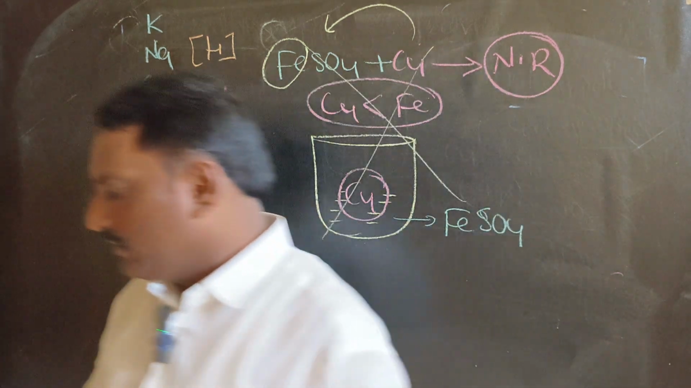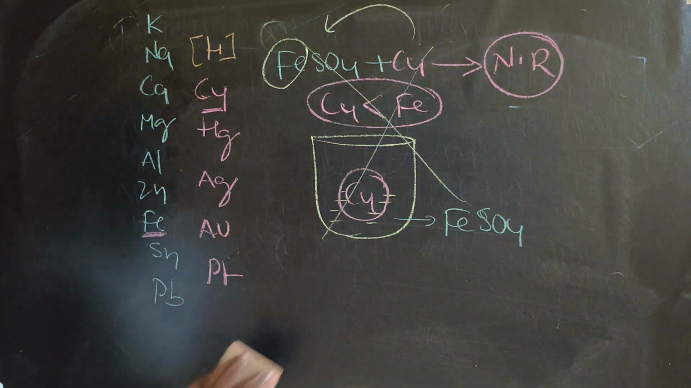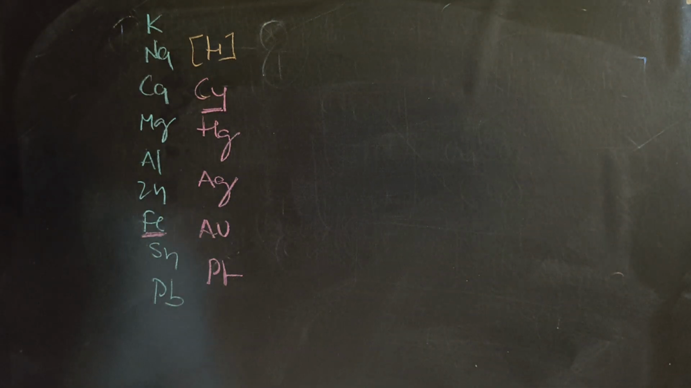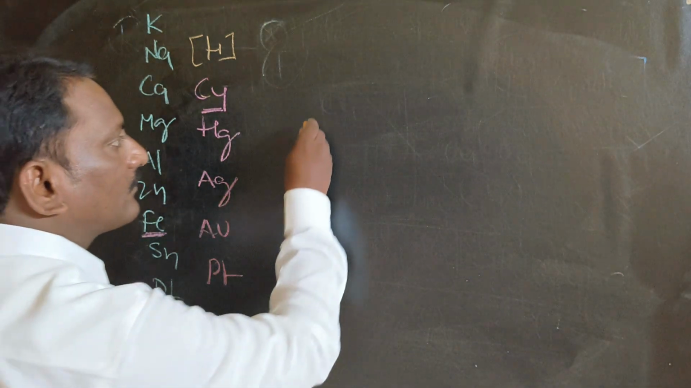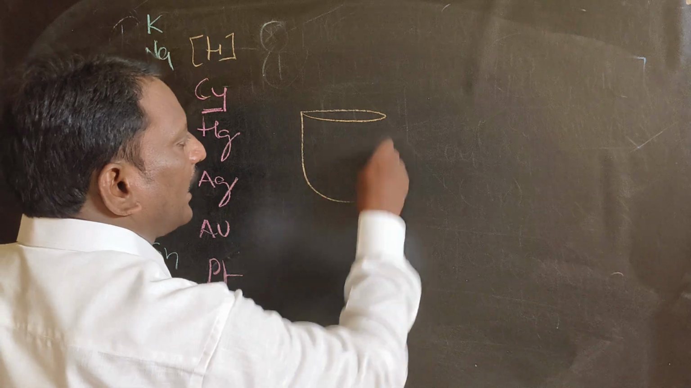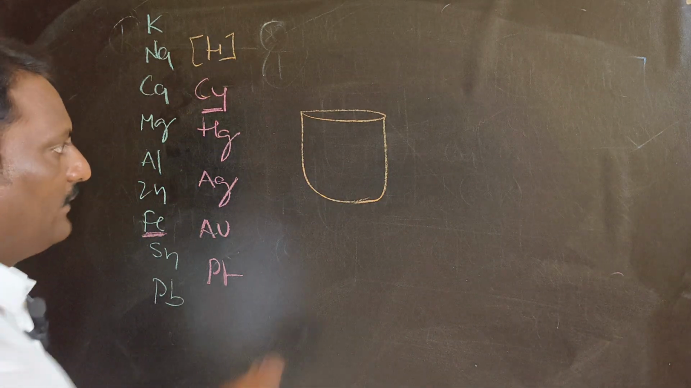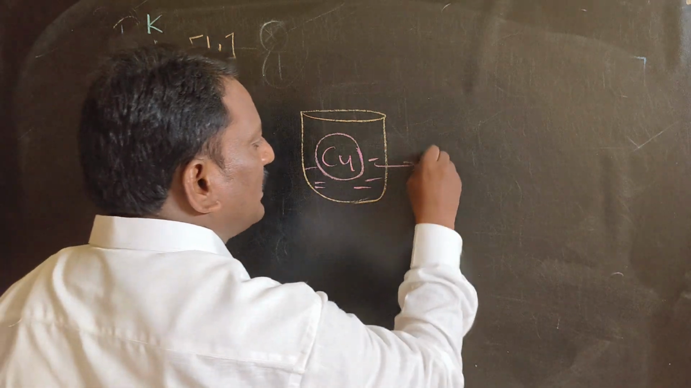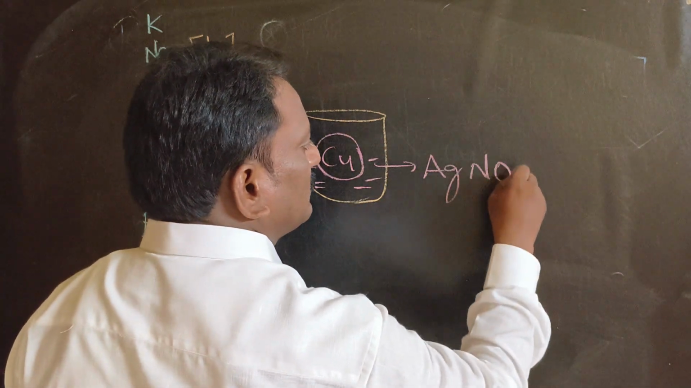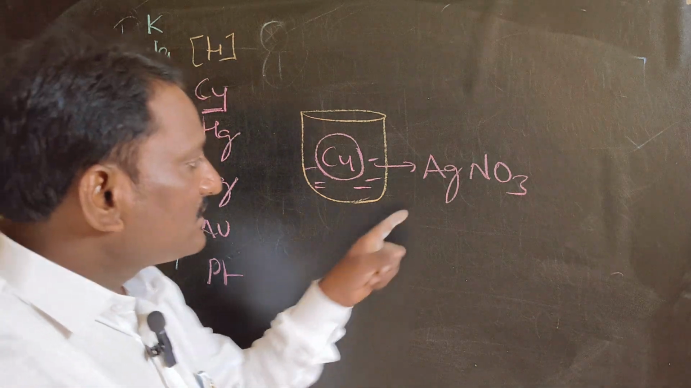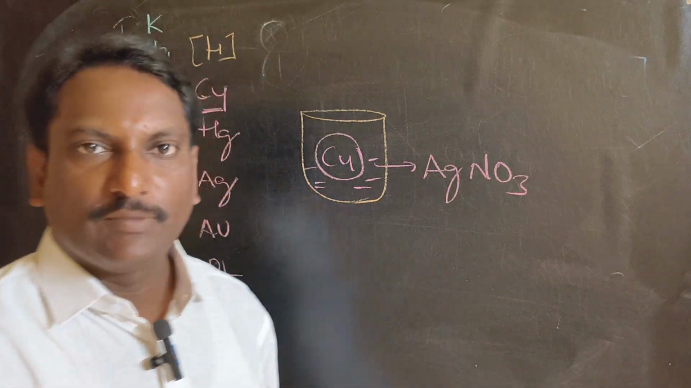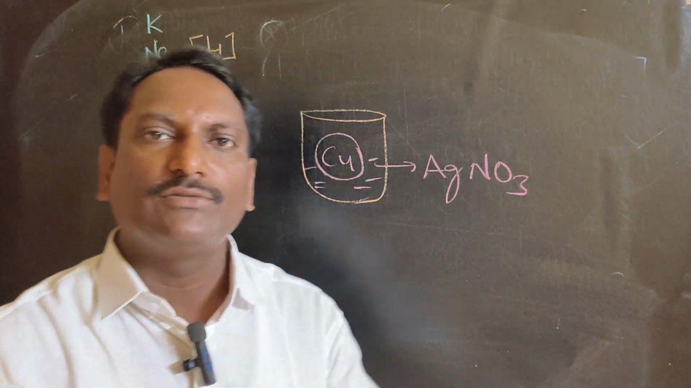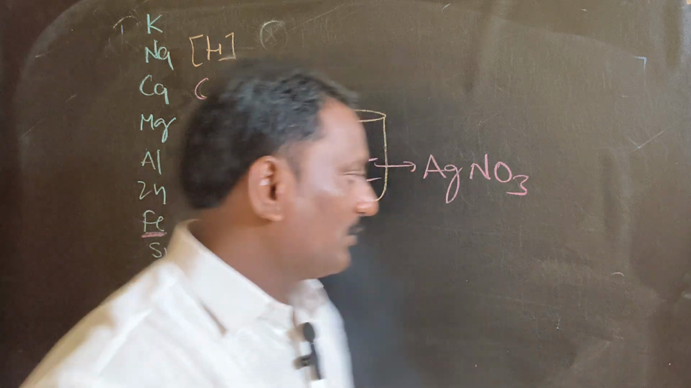Okay, very good. Now let us take one more example. What will happen when a copper coin is placed in silver nitrate solution? Silver nitrate is a colorless substance. That means white color. When it is dropped in water, it becomes transparent. So that's why I would like to say that it is a colorless one.